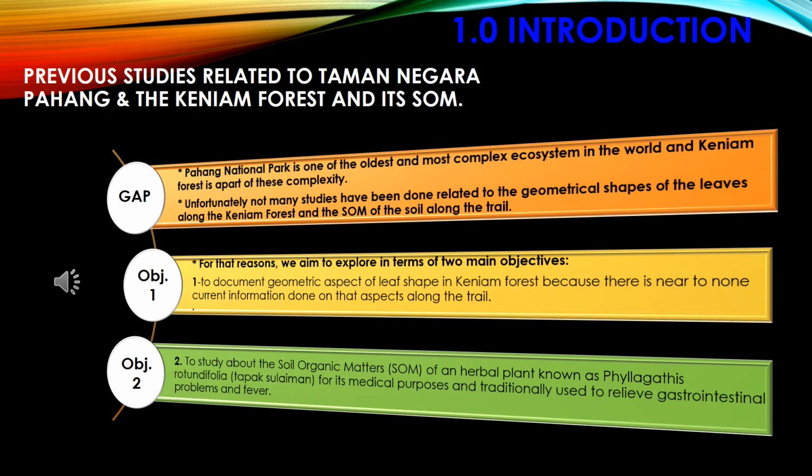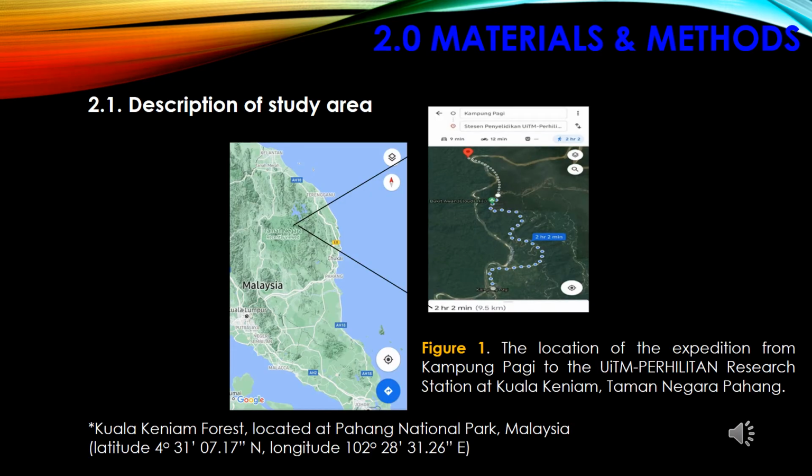Second, to study the soil organic matter, SOM, of the herbal plant known as Phyllagathis rotundifolia, or we call it Tapak Sulaiman, for its medical purposes, traditionally used to relieve gastrointestinal problems and fever. Our study covers data from the Kuala Kenyam Forest located at Pahang National Park, Malaysia, as shown in the slide above.